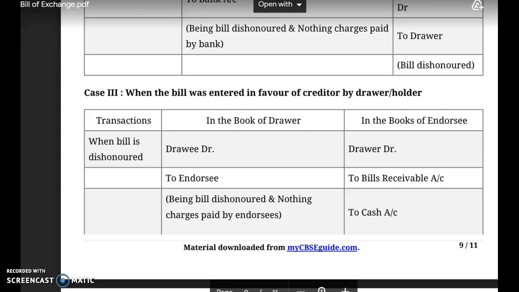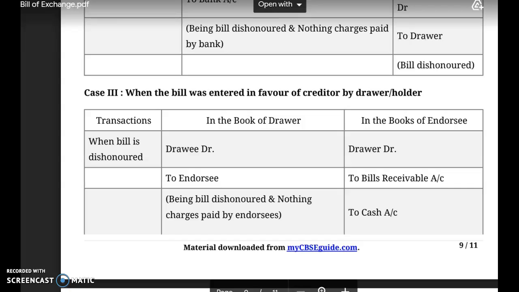So endorsee will get its notification and first make the payment of noting charges. But as he is not responsible to make the payment of noting charges, the bill is endorsed to him by whom? By the drawer. He will recover from whom? He will recover from drawer, and drawer in return recovers from whom? From the drawee, because the same logic is there: ultimately it is the drawee who is responsible to make the payment of that noting charges and the bill, and due to his fault the bill has been dishonored.